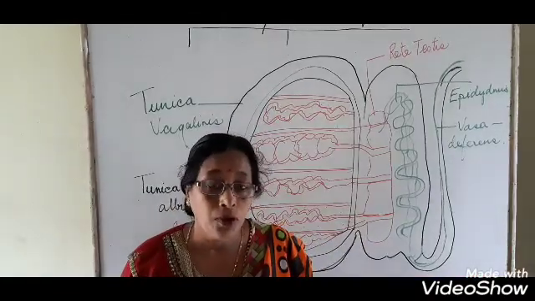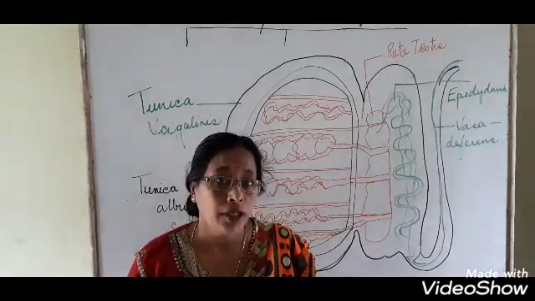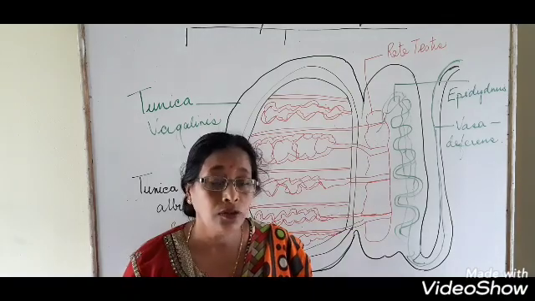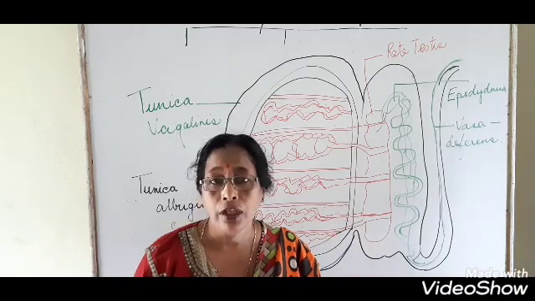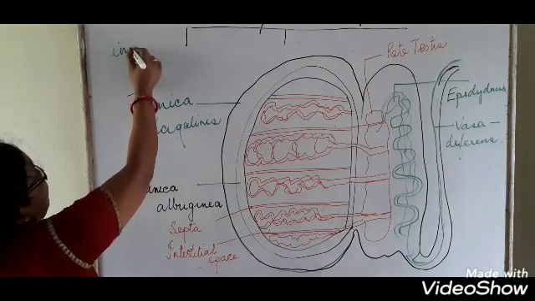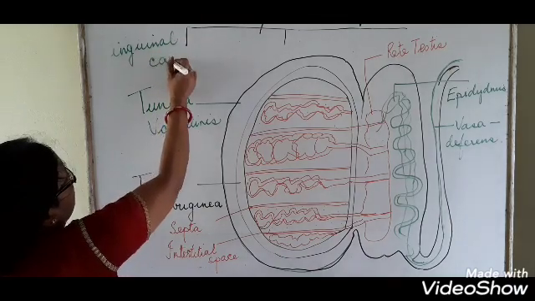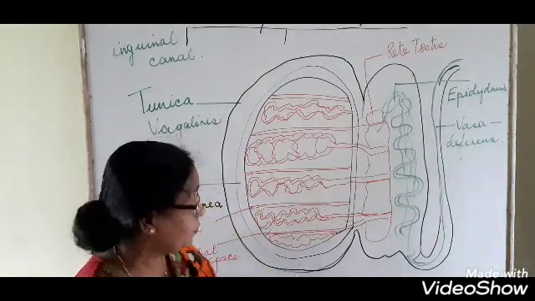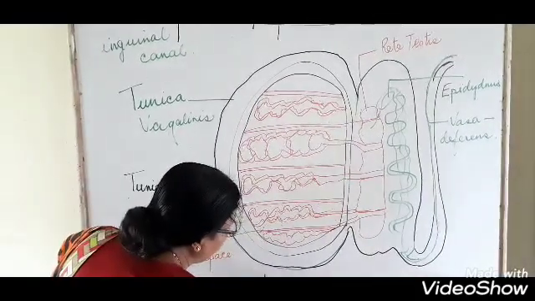During the embryonic condition, the testes are placed inside the abdominal cavity. But as the embryo matures and during the last stages of pregnancy, the testes descend down into the scrotum with the help of the inguinal canal. So this is the internal structure of the testes, that is the LS of testes.